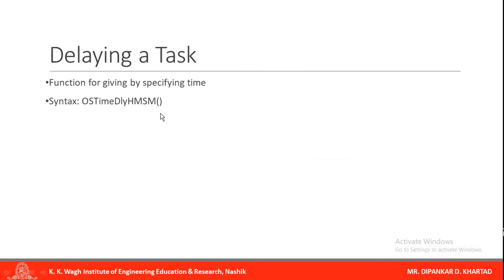The delay time syntax is OS time DLY HMSM. What do you think it is? Guess it. H means it is related to time. H means hours. M means, what do you think? Minutes. S means seconds. And what does the last M mean? Again minutes? No, it is milliseconds. So the function name, or syntax, is OS time DLY HMSM.